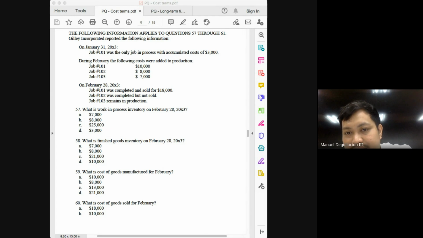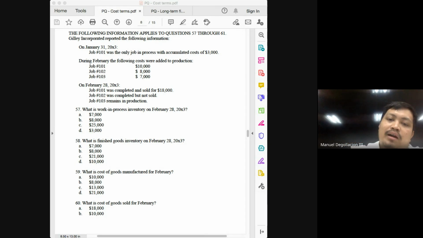So we only have one item forming part of our finished goods, and that would be job 102. So the answer here would be 8,000. 59, what is the cost of goods manufactured? What have we manufactured? Jobs 1 and 2.